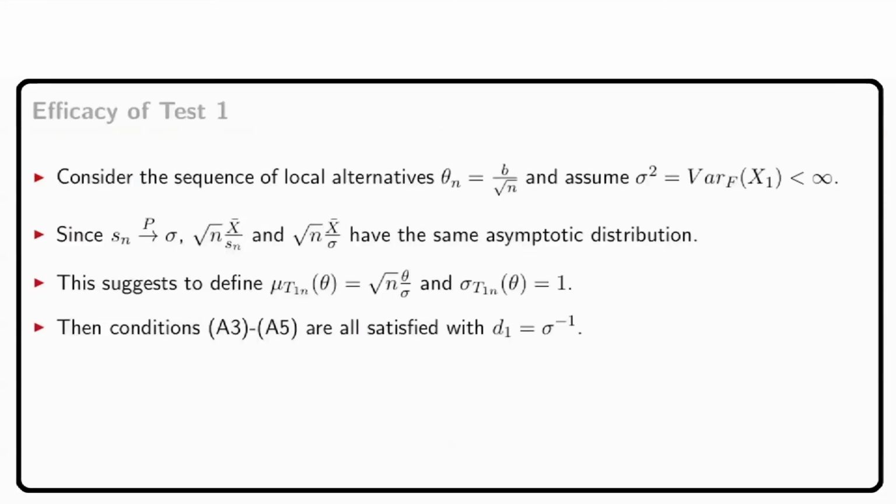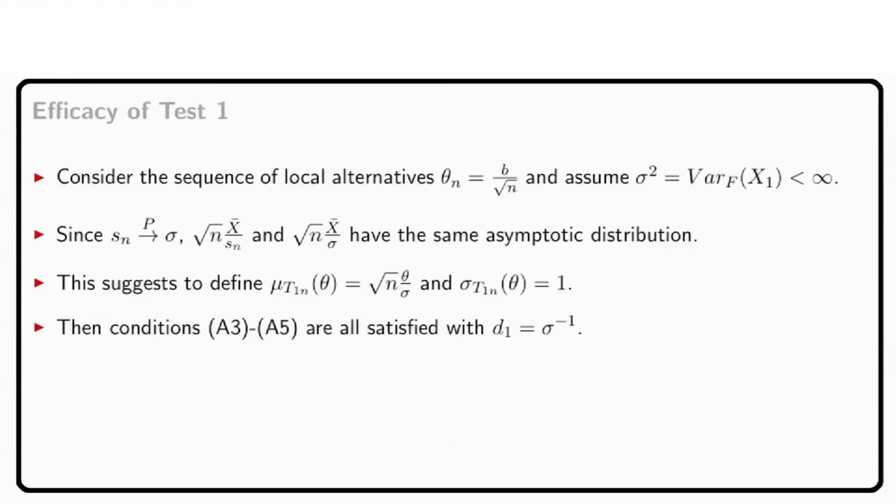Now consider the sequence of local alternatives theta_n equal to b by root n, and assume that the variance of the distribution function is finite. First of all, we verify the conditions A2 to A5. Since S_n converges to sigma in probability, root n x bar by S_n and root n x bar by sigma have the same asymptotic distribution.